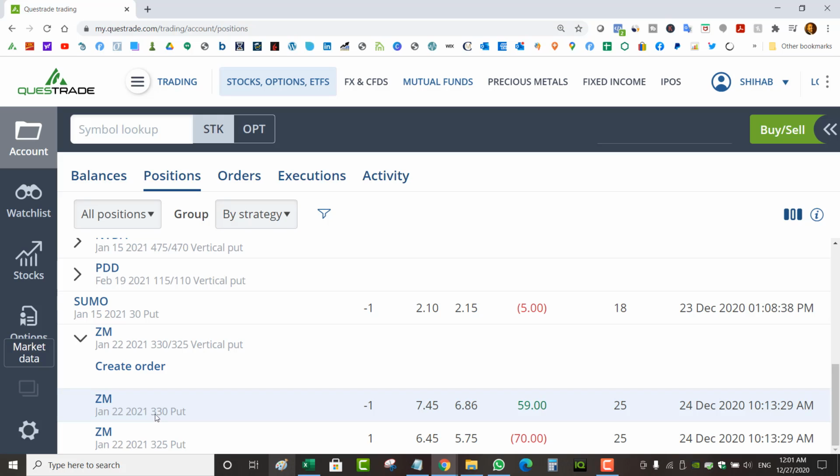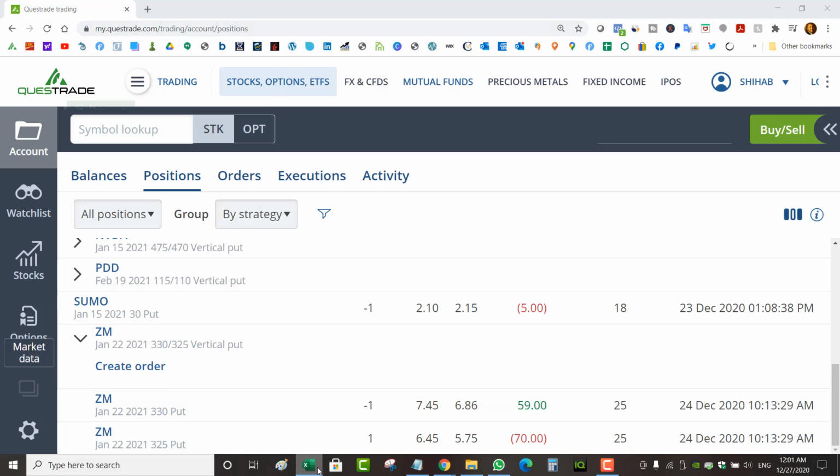See, what if I did a naked put on Zoom instead of a put spread? What if I just sold the 330 put while Zoom was trading at around 380? Would have collected $7.45. It's already worth $6.86, so I would be already making a $60 profit.